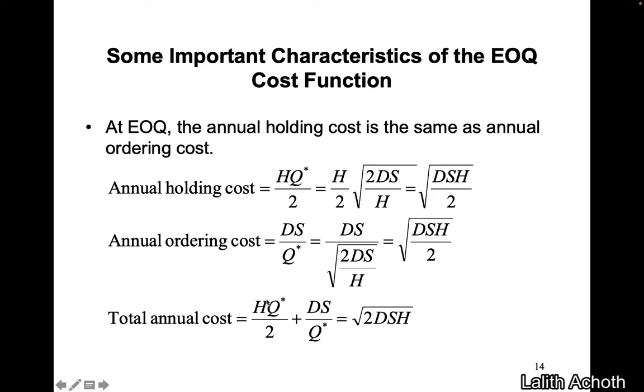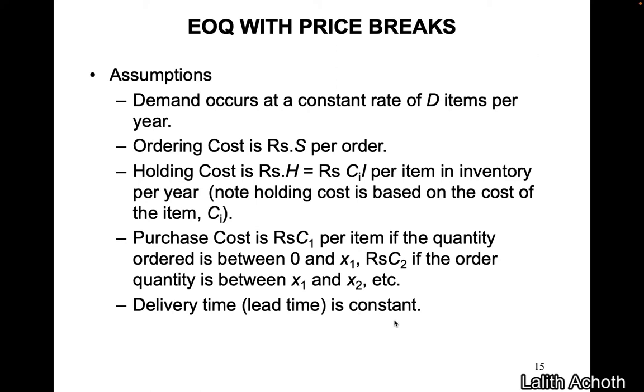So you can simply calculate the total annual cost as the square root of 2 into D into S into H. So 2DS into H under the square root will straight away give you the annual cost. You need not go through that long procedure. Total annual cost is the square root of 2 into D into S into H. That's simple, easy to remember, and there'll be no problem.